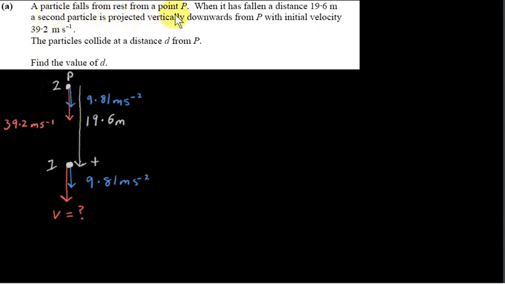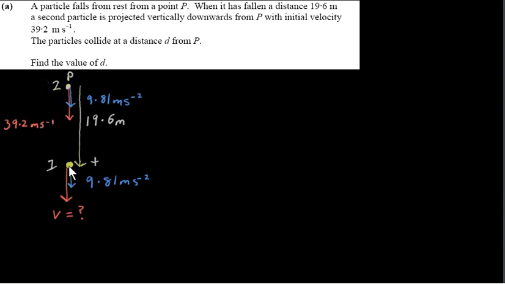A particle falls from rest from a point P. When it has fallen a distance 19.6 meters, a second particle is projected vertically downwards from P with initial velocity 39.2 meters per second. The first particle, which I'm calling particle 1, has fallen a distance of 19.6 meters from this position here called P. At the instant particle 1 is 19.6 meters below P, a second particle, particle 2, is projected vertically downwards from position P with initial velocity 39.2 meters per second.